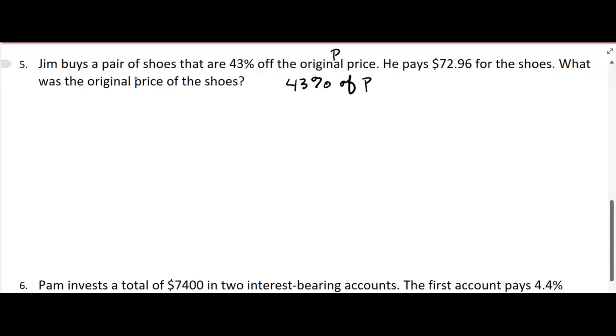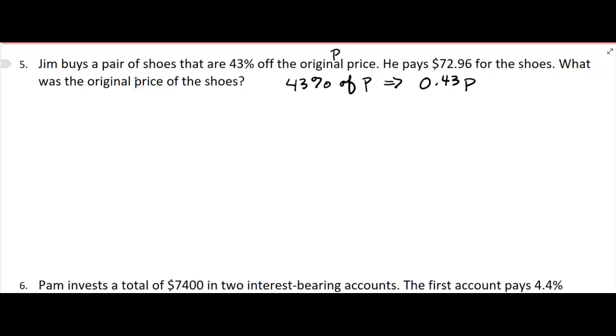That means 0.43p. Now, those of you working with decimals, especially for those going into the nursing program, make sure you put a 0 before the decimal point. They're very big on that.